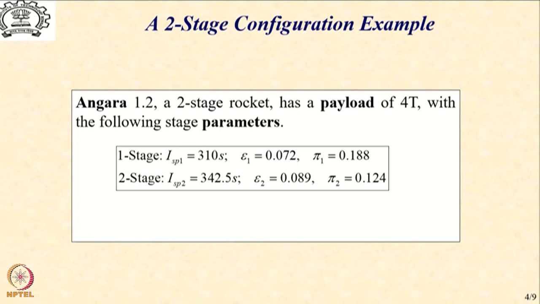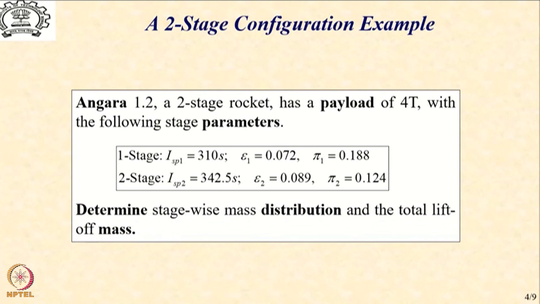Similarly, for the second stage, the ISP is 342.5. Epsilon 2, that is the stage structural ratio, is 8.9%, and the stage payload ratio is 0.124. With these numbers, let us try and determine first the stage wise mass distribution and then get the total liftoff mass and see if it matches with the actual liftoff mass of this rocket, which is recorded in literature.